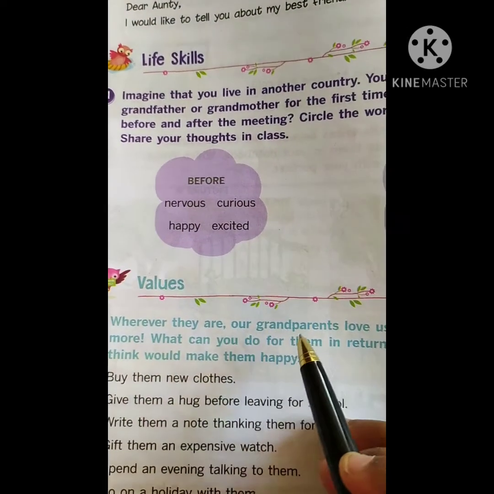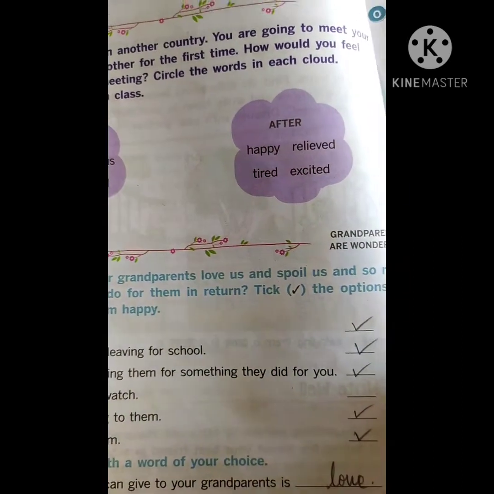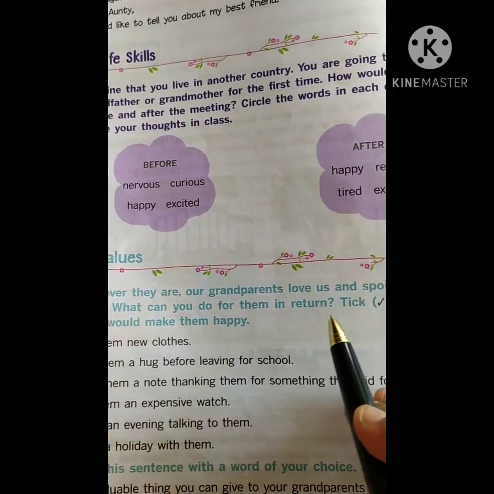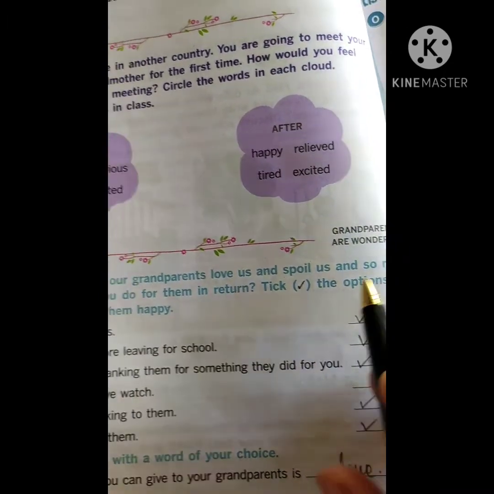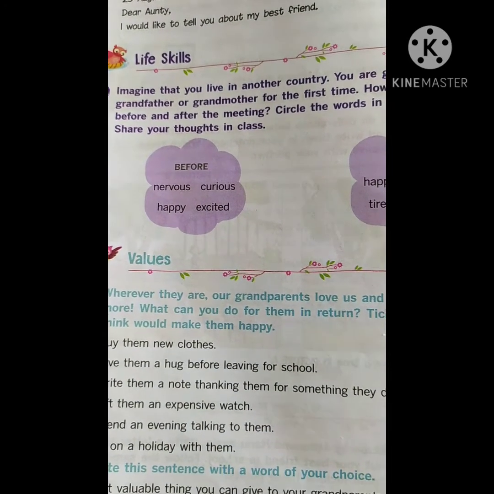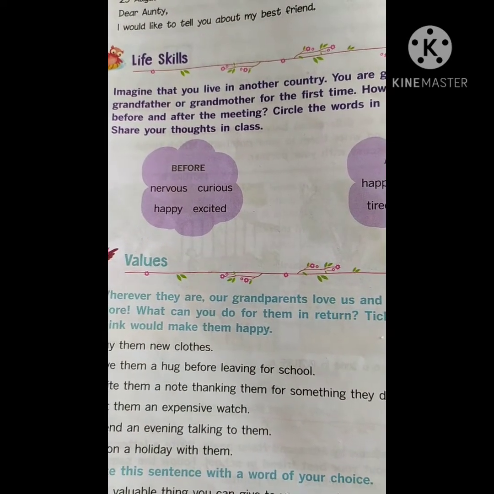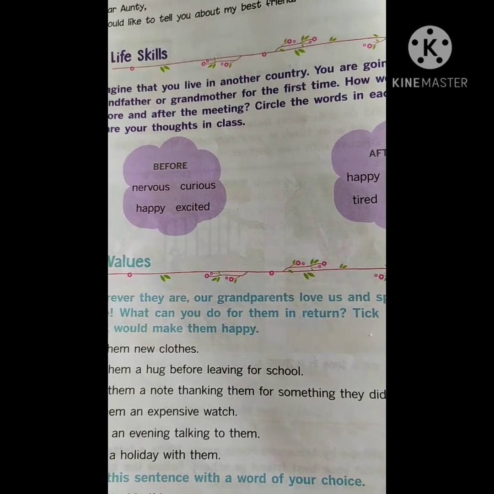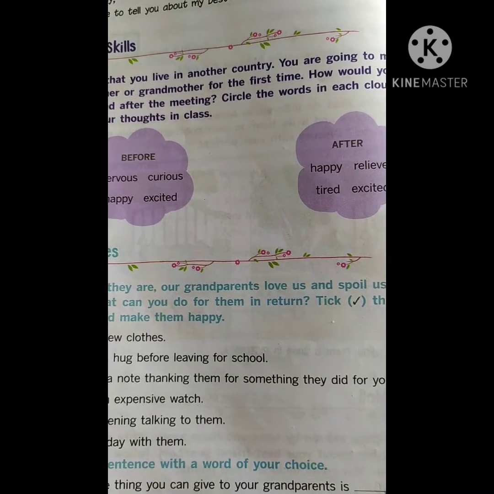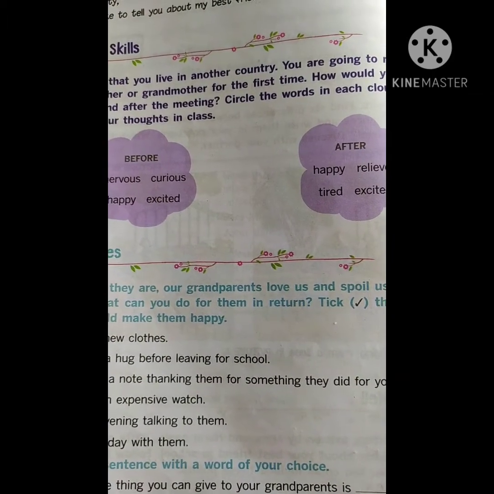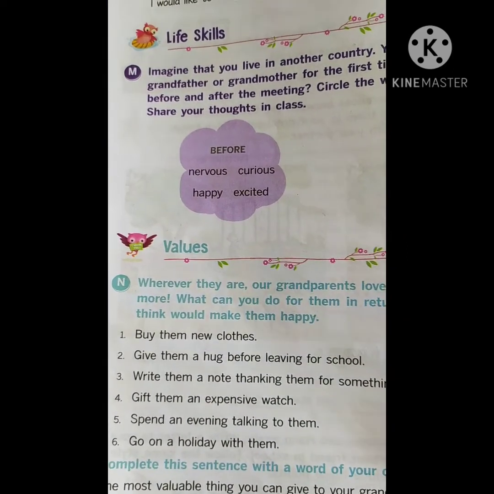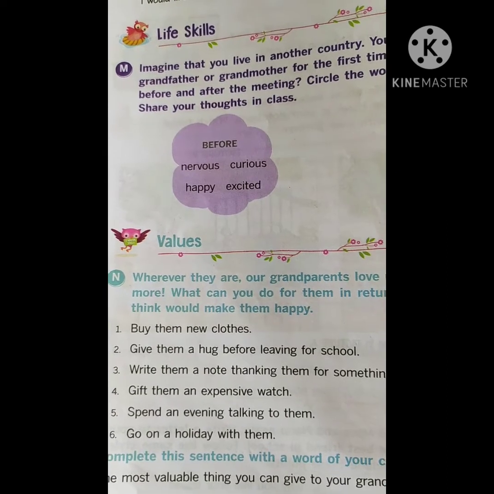Wherever they are, our grandparents love us and spoil us so much more. What can you do for them in return? Tick the correct options. Do you think you would make them happy? So, so many things happen when we visit our grandparents. Either way, they spoil us, they love us, they take care of us. Yes, so a lot of things will be going on. So here you have to tick the correct answers. In my opinion I have ticked, children, you can do for yourself.